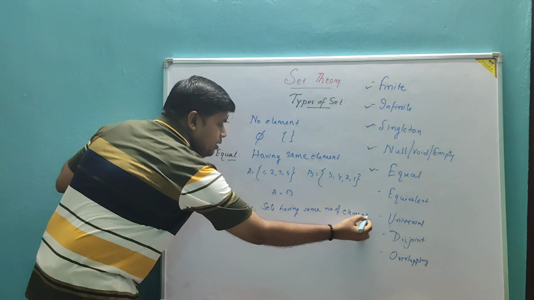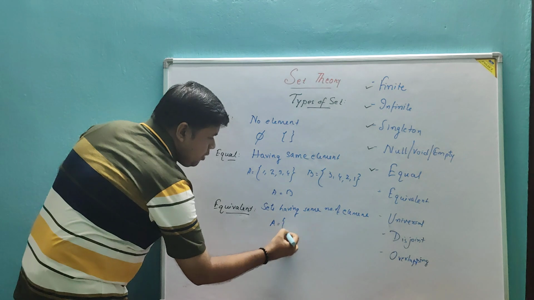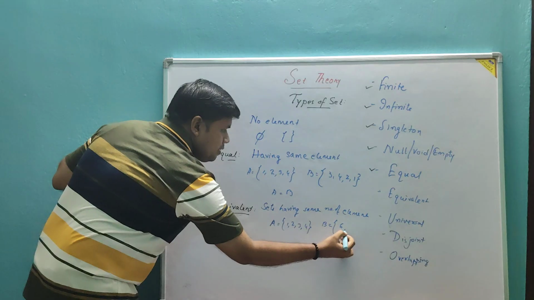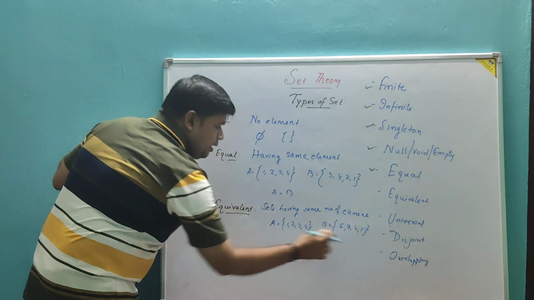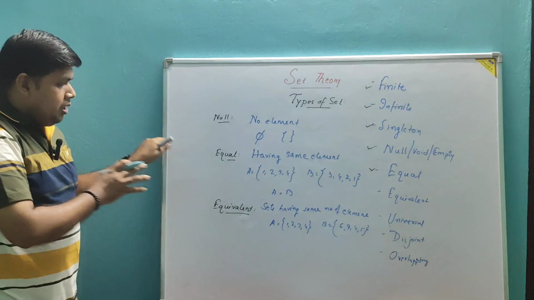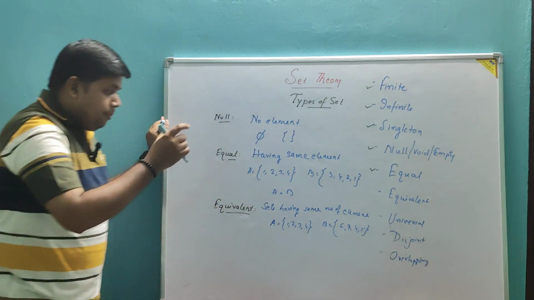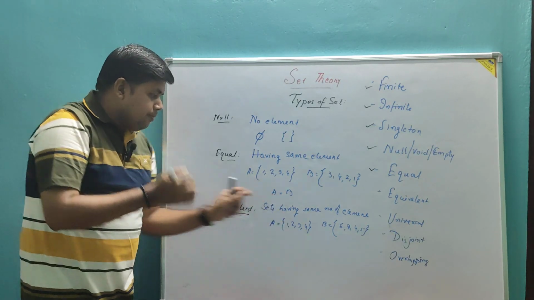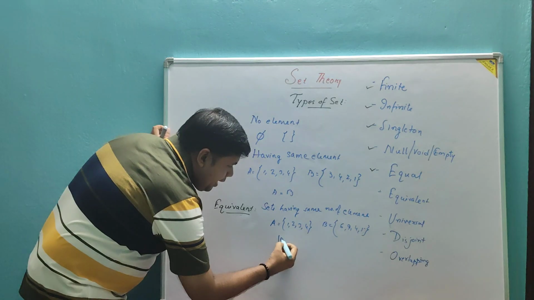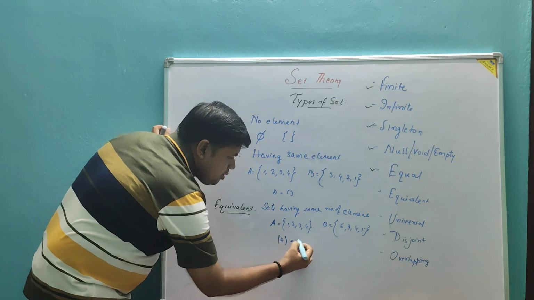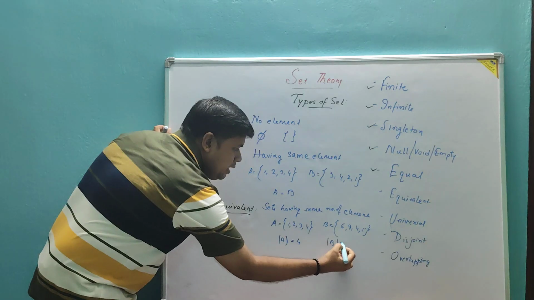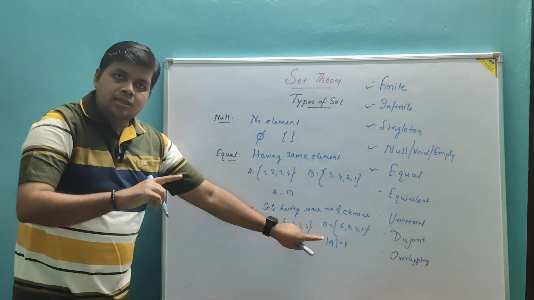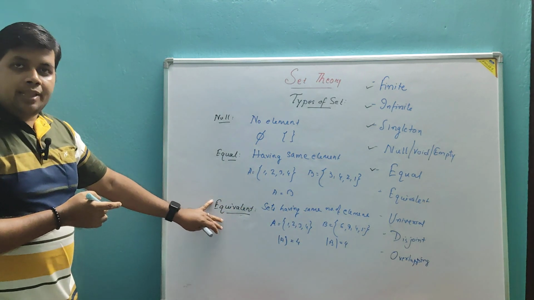For example, if we consider a set A equal to 1, 2, 3, 4, and another set B having elements 6, 9, 4, 5, here the elements of the sets are not the same, but the total number of elements of A is the same as the total number of elements in set B. So we can say the cardinality of A is 4. Similarly, the cardinality of B is also 4. Since the total numbers of elements in A and B are equal, they are considered equivalent sets.